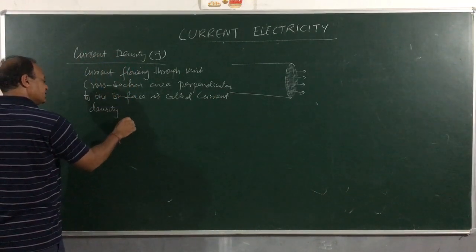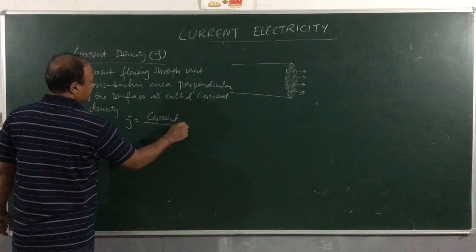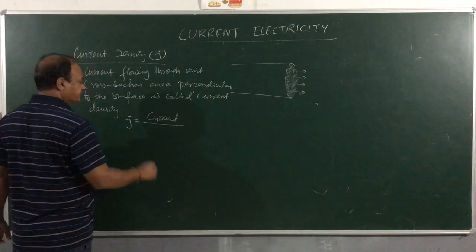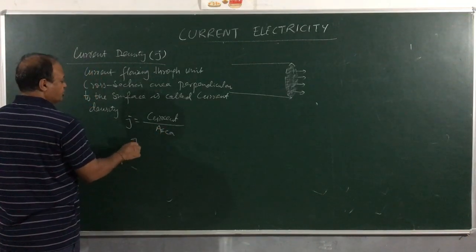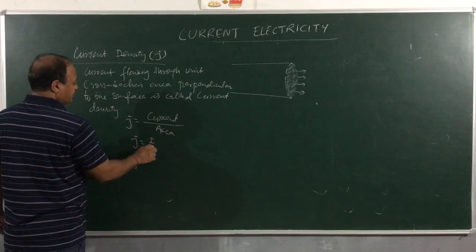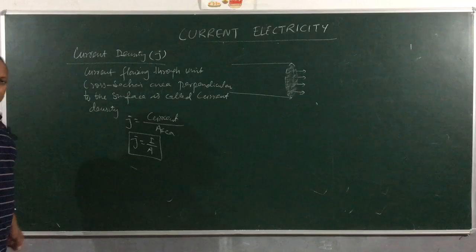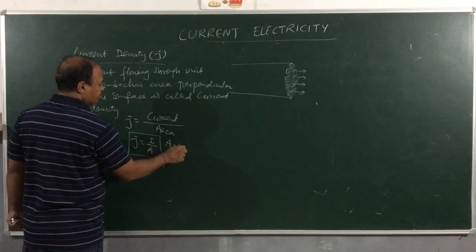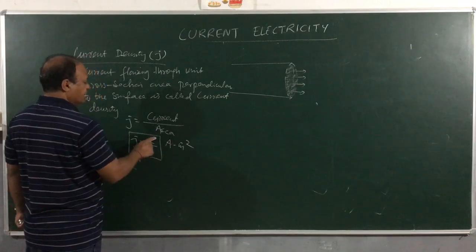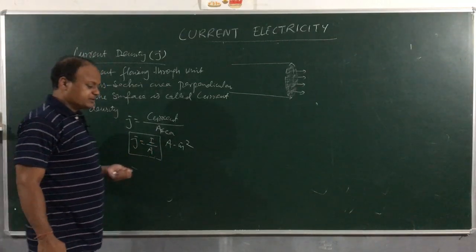So current density J will be equal to how much? Current divided by cross section area. So J will be equal to I by A. And children, what will be its unit? Its unit will be ampere per meter square.